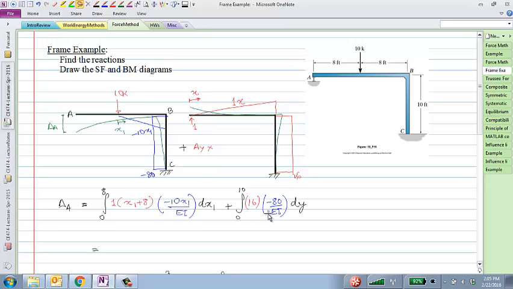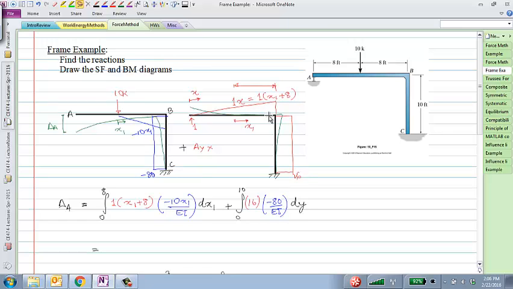Okay, let's see how we do that. If I were to try to write the expression in this part of the structure, I know that my x1 starts at the middle point. So when x1 is 0, I already have a moment of 1 times 8, correct? So I need to start it with 1 times x1 plus 8, because when x1 is 0, I get the right moment, and then when x1 is 8, I get the correct moment, 16 out here.